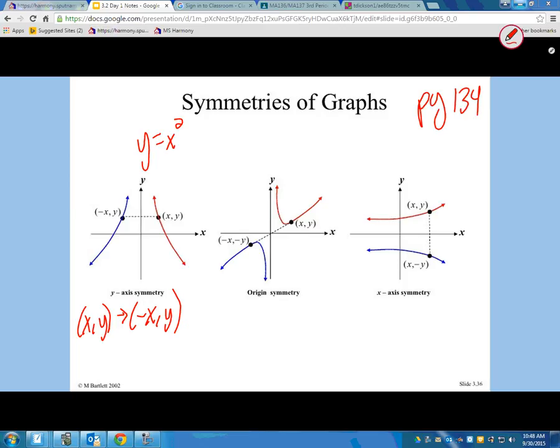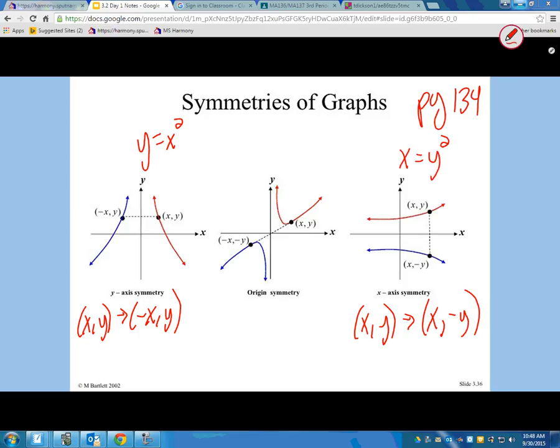I'm going to skip origin symmetry for a minute, but x-axis symmetry is like the sideways parabola that we just talked about. So if you had this red graph and you wanted to flip it over the x-axis, now the x's are going to stay the same, but the y is going to change sign. So for x-axis symmetry, I say if (x, y) is on the graph, then so is (x, negative y). A good example of that is x equals y squared.